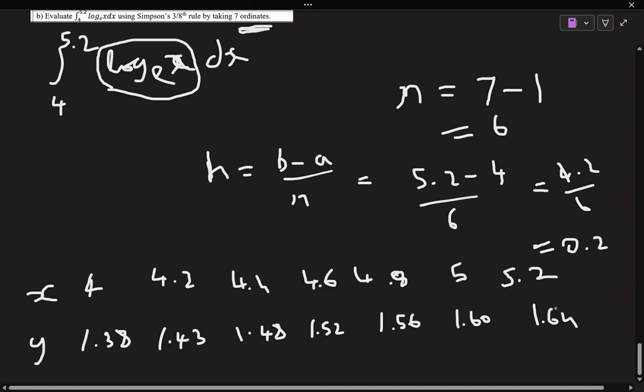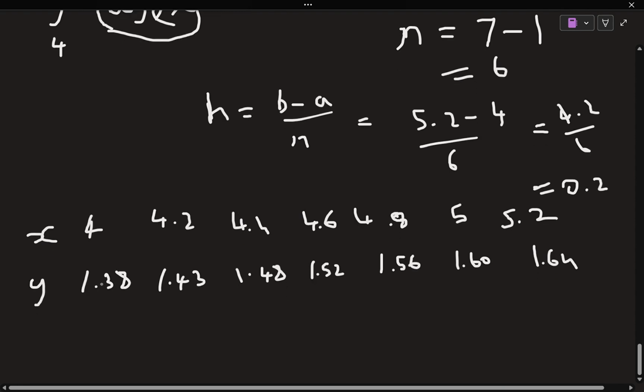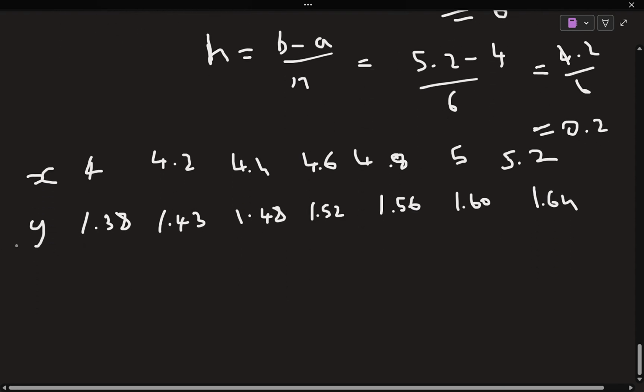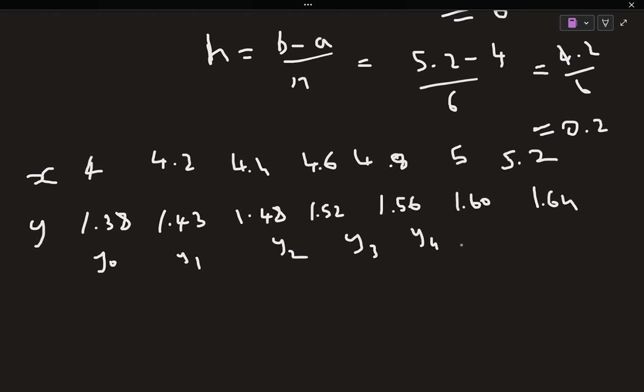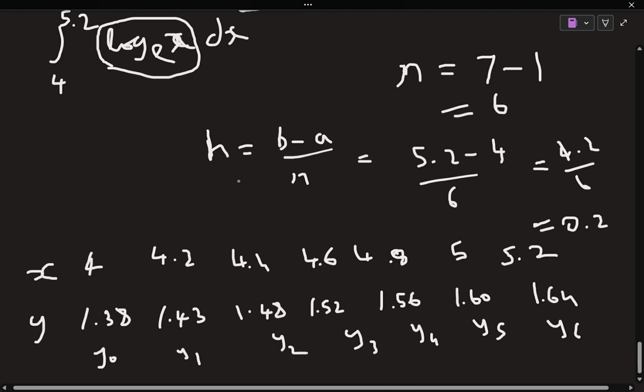Now do remember that these are log base e values, so in the calculator you have to use ln. So in a scientific calculator you put ln of 4, ln of 4.2, etc. Don't put log. Now I have my y0, y1, y2, y3, y4, y5 and y6. I have all my values. I have my value of h.